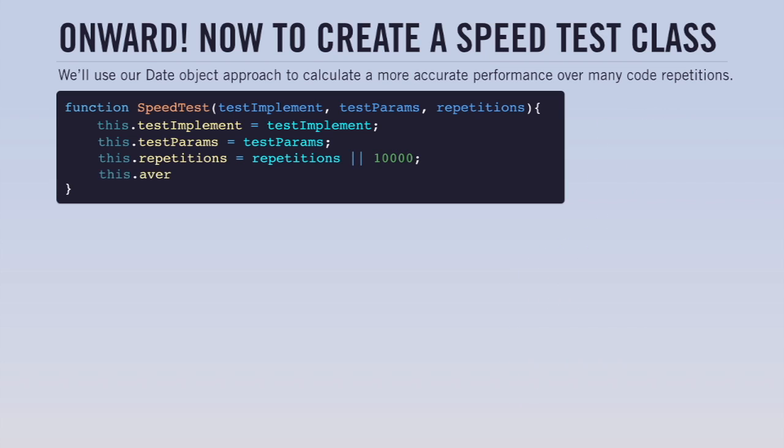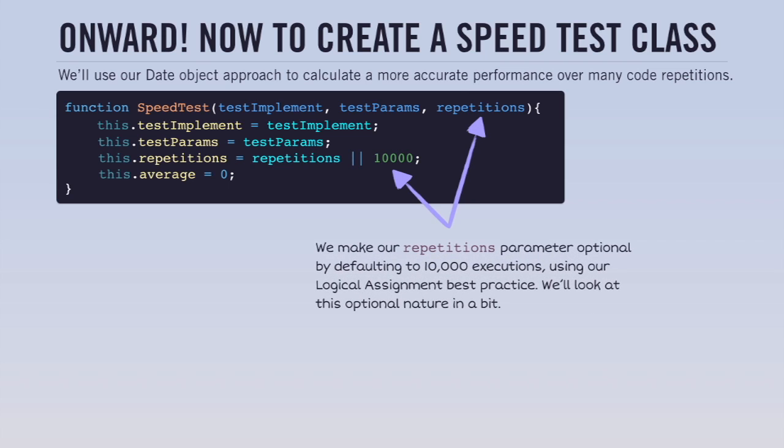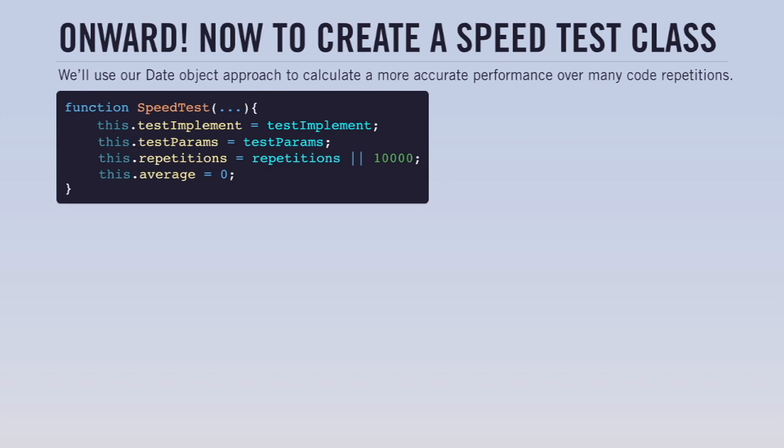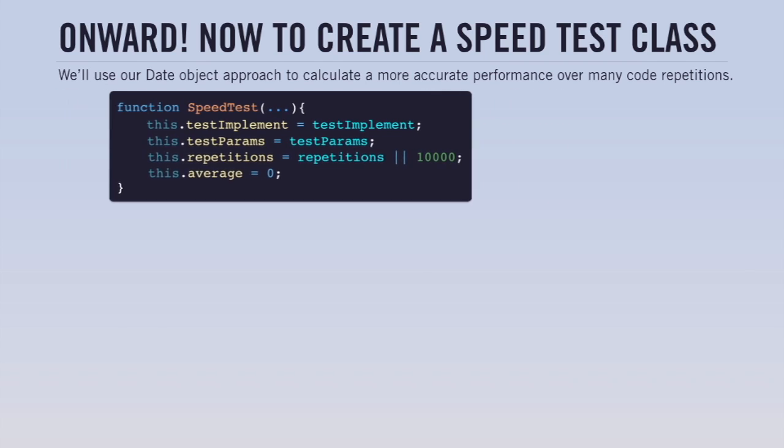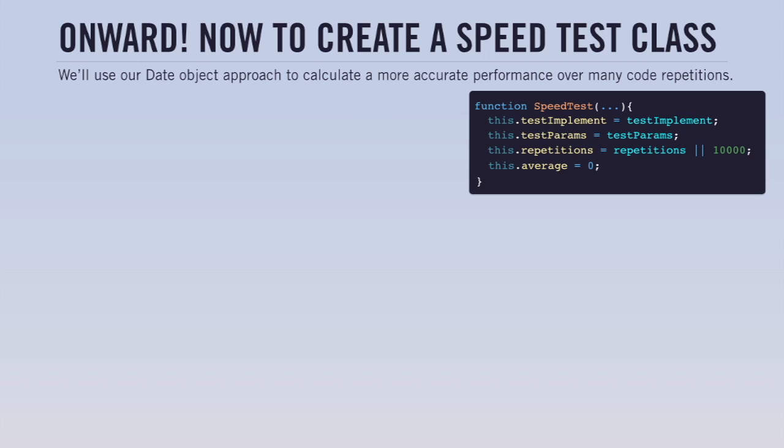And finally, we'll set up an average property and assign it to 0 at first before we have calculated it. Alright, so that's our speed test constructor function. What we're going to do is size that down, scoot it over here, and now we need a method inside of our speed test object, but we're not going to add that to the constructor function, right? Because we want every single speed test object to have this method or access to it.